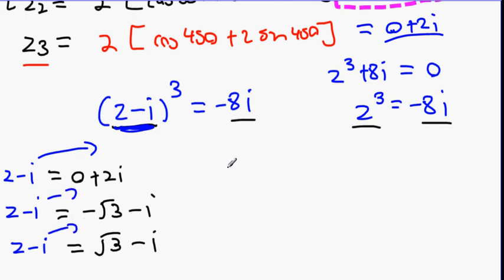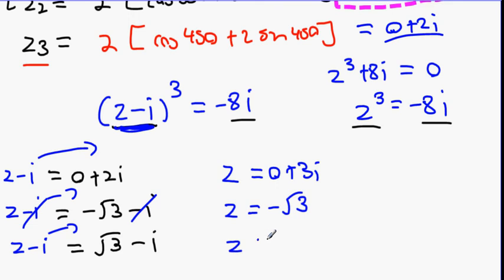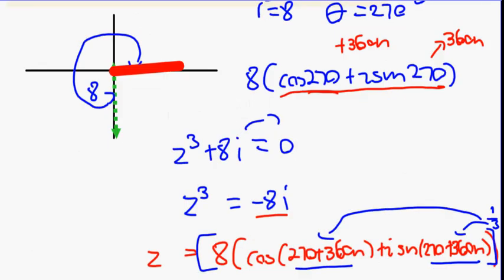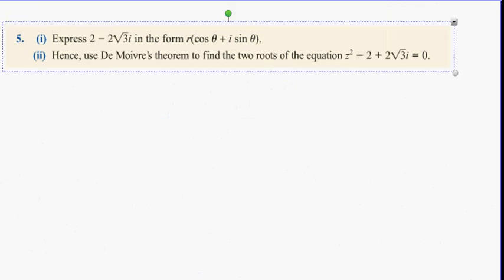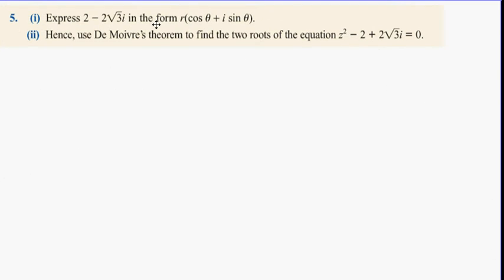And we're going to get z equals 0 plus 3i. And then we're going to get z equals minus root 3, just minus root 3 because the i's will cancel. And then the last one's going to be z equals plus root 3. And there's our 3 answers there. Okay. Next one after that is question 5.